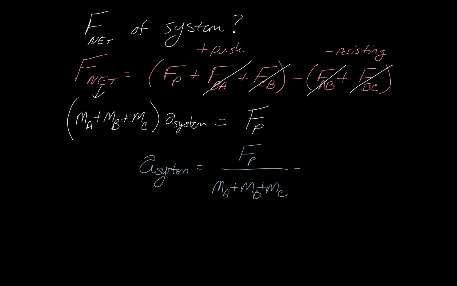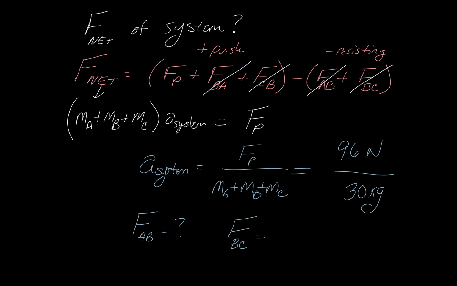Now in this particular problem, they eventually go on to tell you that the pushing force is 96 newtons and that the boxes all have equal masses of 10 kilograms. So 10 plus 10 plus 10 is 30 kilograms. So that means you can solve for the acceleration of the system. Once you know what that value is, you can go back to the previous page with all the net force equations individually for the boxes and figure out what the force on A due to B is and what the force on B due to C is, and that gives you the internal forces between the boxes.